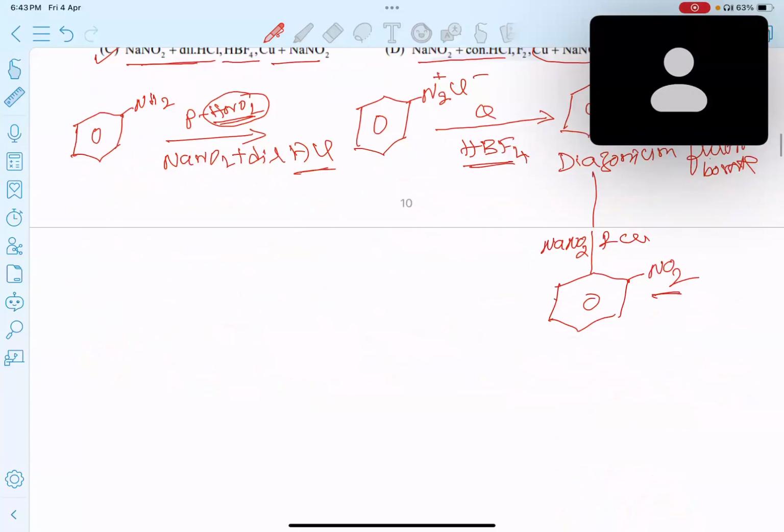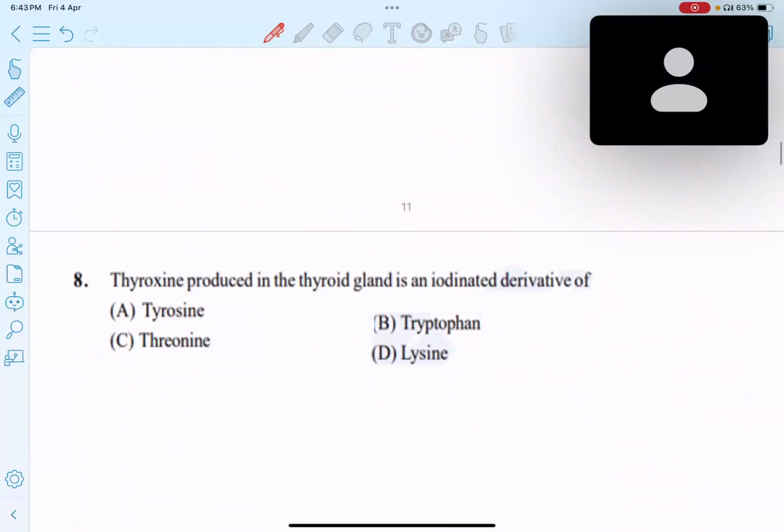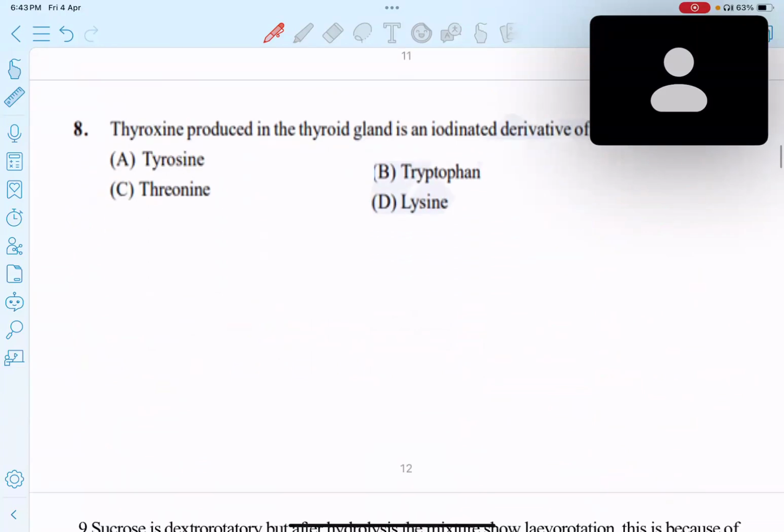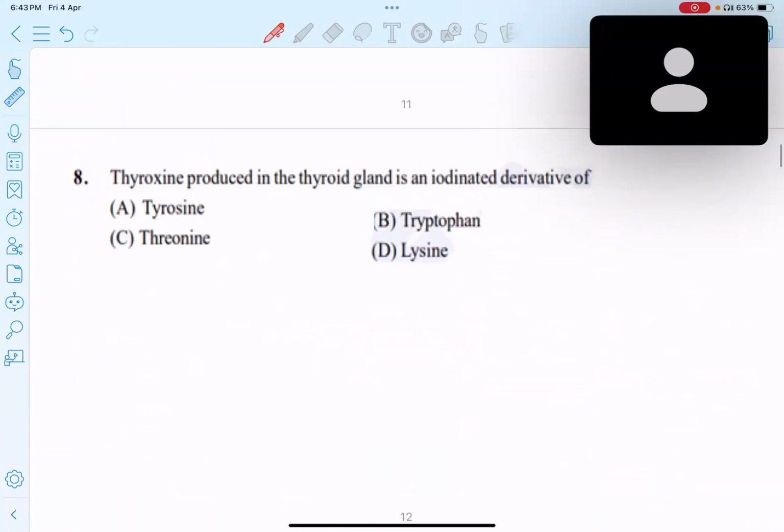Next, let us go to question number 8. Thyroxine produced in the thyroid gland is an iodinated derivative of what? So it is a direct question. It is an iodinated derivative of tyrosine.